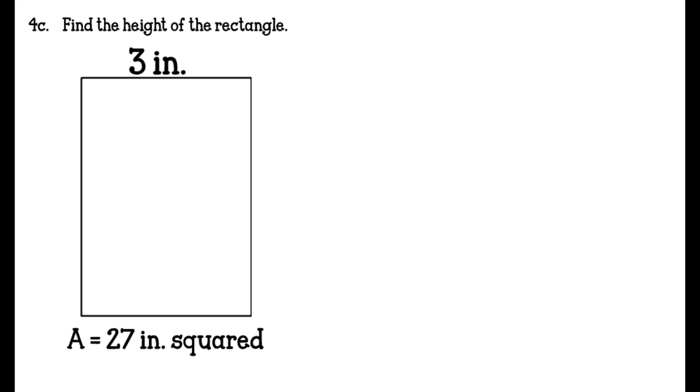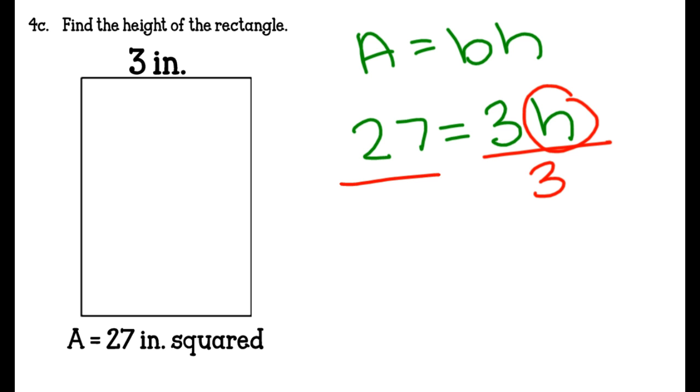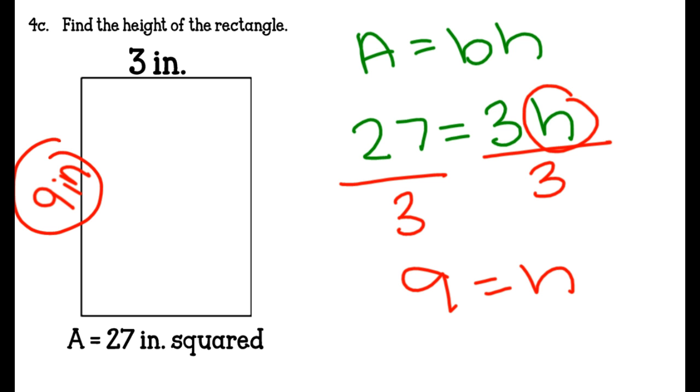Last one, for C, find the height of the rectangle. So area of a rectangle is base times height. We know that the area is 27, and we know that the base is 3, but we do not know the height. So we're going to circle the variable that we're trying to get by itself. This is a multiplication, so to undo it, we divide. And 27 divided by 3 is 9. So the height is 9 inches. I circle it, and that's my answer.